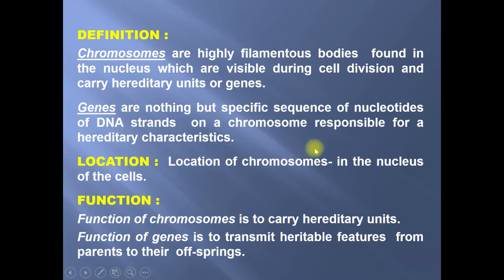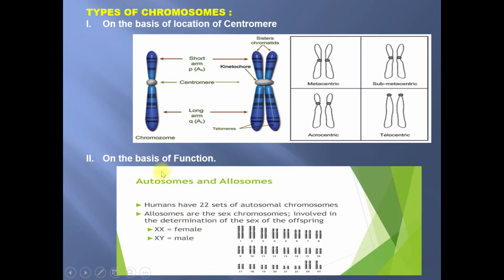The chromosomes are located in the nucleus of the living cells. The function of the chromosome is to carry hereditary units, and the function of the genes is to transmit the heritable features from parents to their offspring. Now we come to the types of chromosomes, on the basis of the location of the centromere and on the basis of the function of the chromosomes.